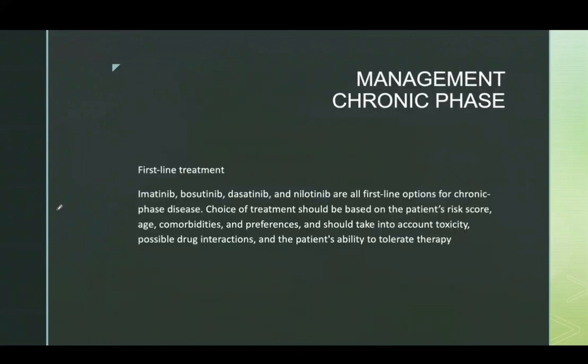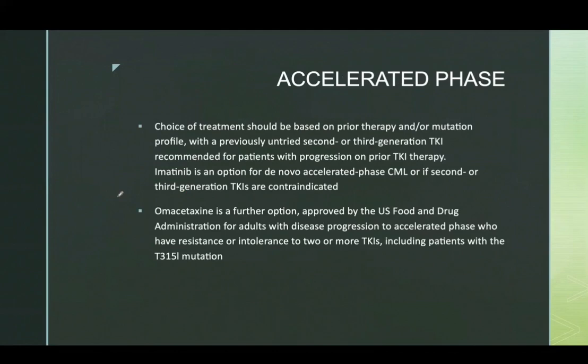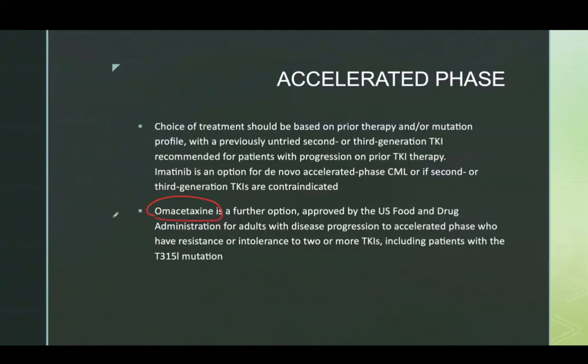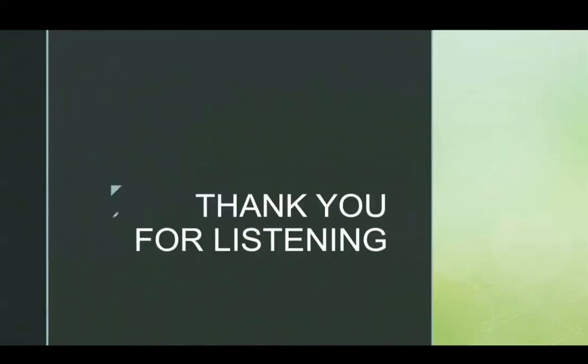Management: in the first line, we all know tyrosine kinase inhibitors like imatinib. Then in the accelerated phase, you can again start a tyrosine kinase inhibitor, and another drug recently approved by the FDA for CML is omacetaxine. Then in the blast phase, again a tyrosine kinase inhibitor. That is the only thing used. One latest drug added for CML is omacetaxine.